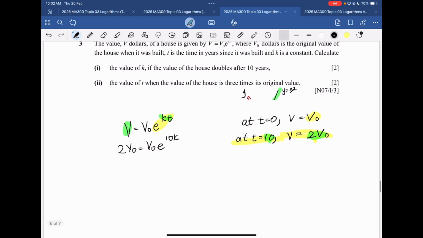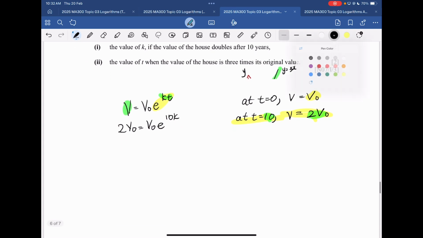Okay, y'all? Then I cancel the V0 on both sides. Okay, what do I do next? I log both sides.